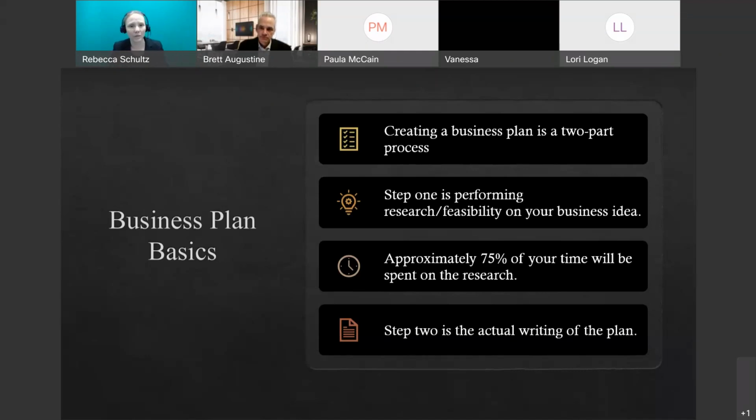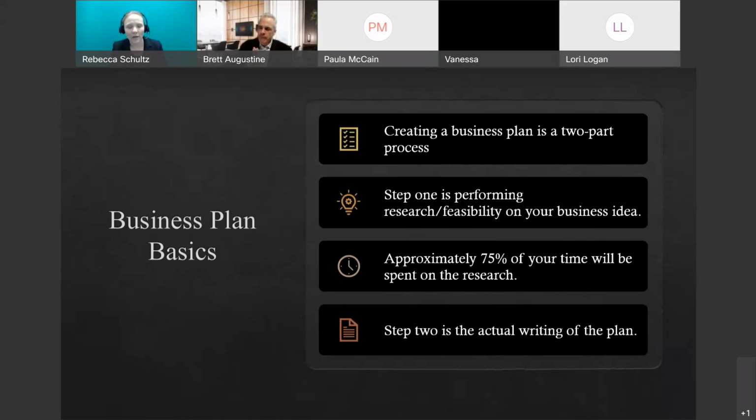You need a lot more research. In fact, you'll spend approximately 75% of your time on that research. So it's not nearly as much time on the actual writing as it is understanding what's behind the plan, right? And what I call assumptions, guesses about what the future is going to hold, and then how you're going to lead the business, again, to get to where you're wanting to go.